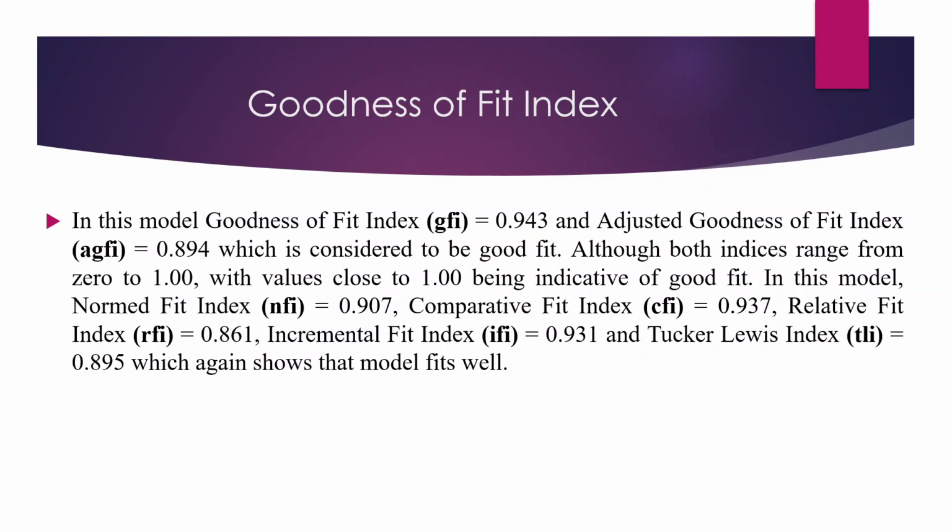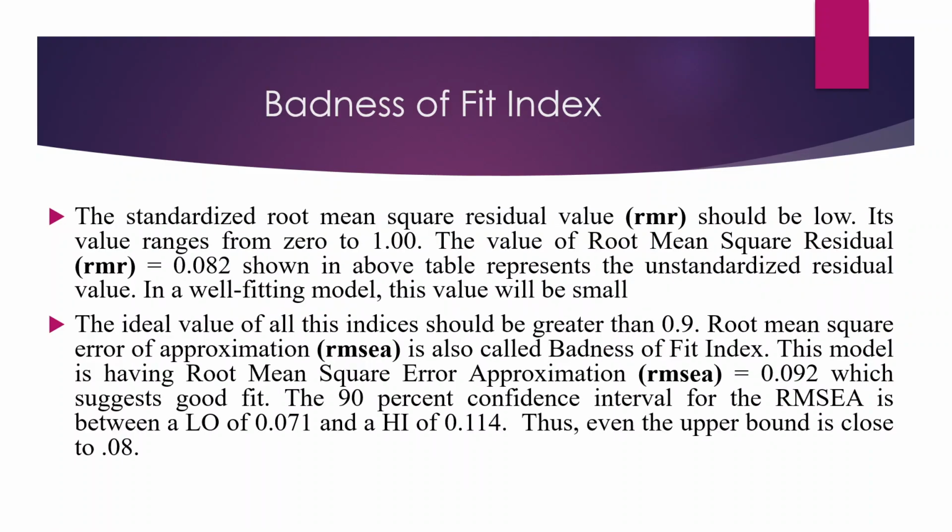Now, R will generate two indexes. One is a goodness of fit and another is a badness of fit. Goodness of fit we have evaluated. Now let's talk about the badness of fit. In this category, there are two things. One is root mean square residual and another is RMSEA. The root mean square residual should be as low as possible. Here I am getting it 0.082. I'm not talking about RMSEA, I'm talking about root mean square residual.